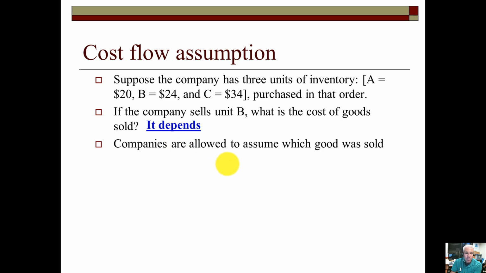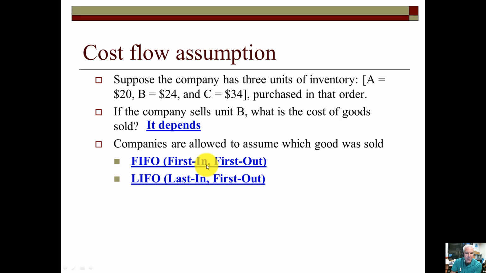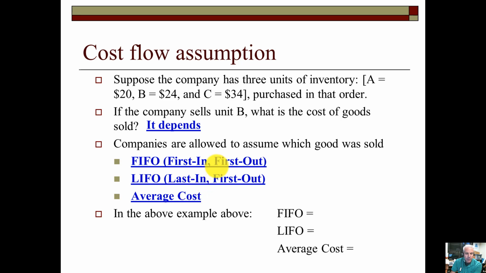Companies under US GAAP, under the accounting rules, are allowed to determine which good was sold. Pretty interesting accounting, isn't it? They can use first in, first out, or last in, first out, or the average cost method. In the above example, if they were using FIFO, the first in, first out would be A, or 20. Under last in, first out, they would cost it out at whatever they paid on the last purchase, which was C, 34. And under average cost, they would take an average over all three, the 20, the 24, and the 34, divided by 3, or 26.